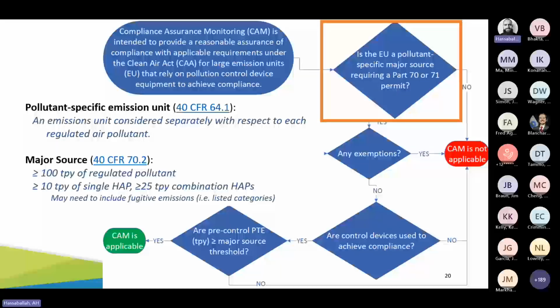I'm just reading, trying to catch up with the questions in the chat. Making sure CAM does not apply if you cannot separate the group into single emission units, correct? I'm not sure that's a CAM applicability. That's not how CAM is applied or not applied.